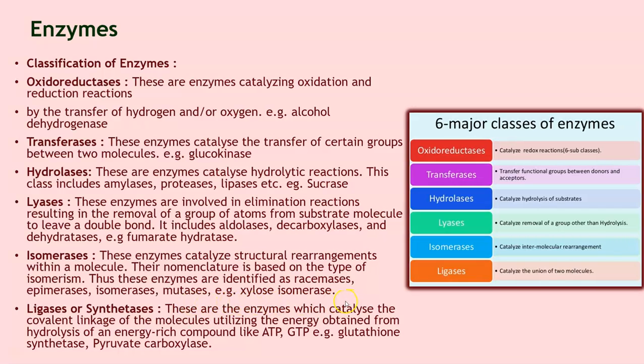Example: xylose isomerase. Then you have ligases or synthetases. These are the enzymes which catalyze the covalent linkage of molecules utilizing the energy obtained from hydrolysis of an energy-rich compound like ATP, GTP. So this basically brings about attachment of two molecules. Example: glutathione synthetase, pyruvate carboxylase, etc.